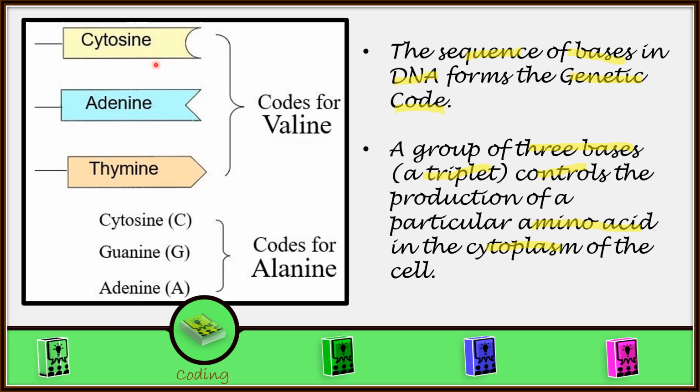So this triplet here, which is cytosine, adenine, thymine, is a triplet which we call a code for an amino acid called valine. And if we have another triplet, which is cytosine, guanine, and adenine in this order, CGA, it is going to form a triplet which codes for the amino acid alanine.